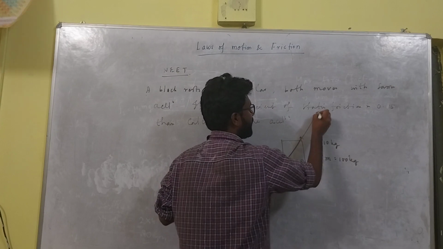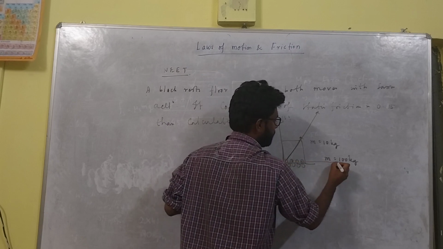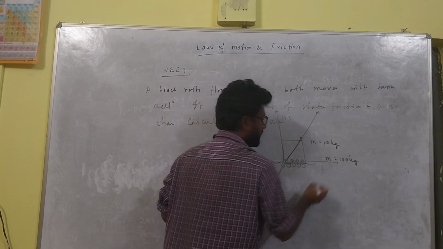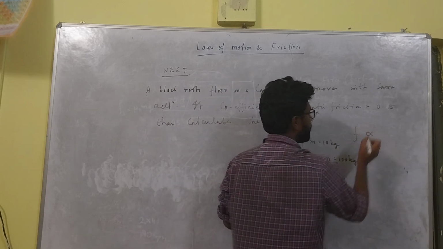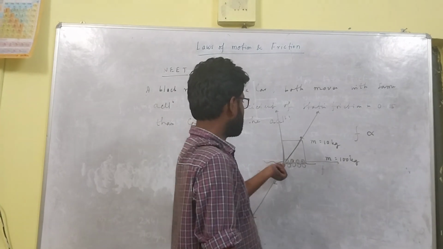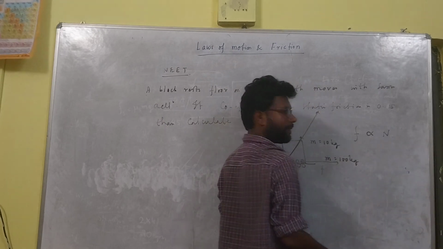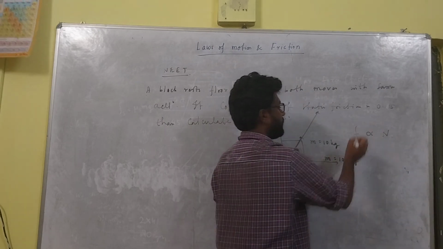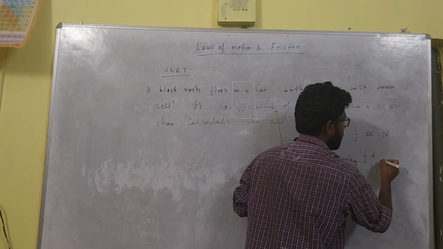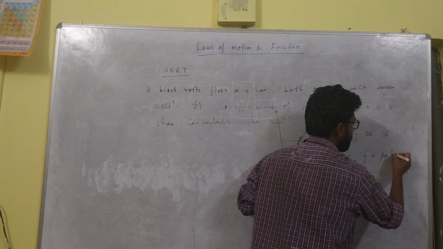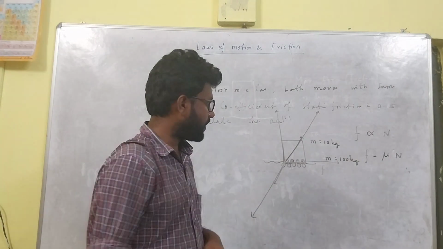The reaction force should be larger, then the normal should be larger, and the frictional force should be larger. So you can introduce the frictional force as proportional to the normal force, because if the normal force is larger, then the frictional force should be larger, right? And if we introduce the equality here, of course you should introduce a constant, named mu. Mu means the coefficient of friction, right?